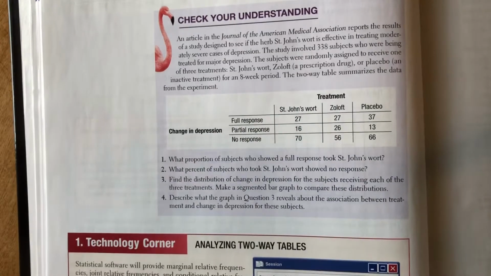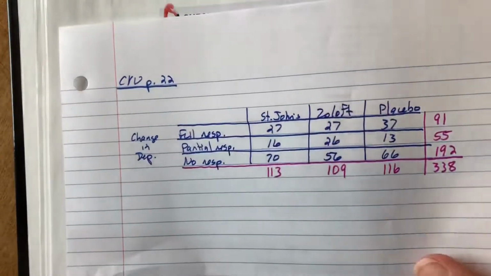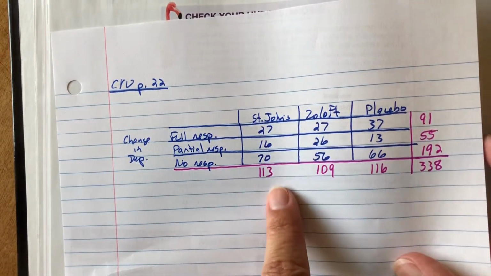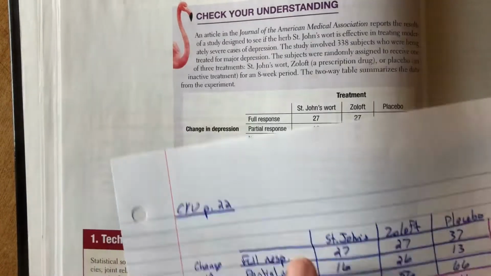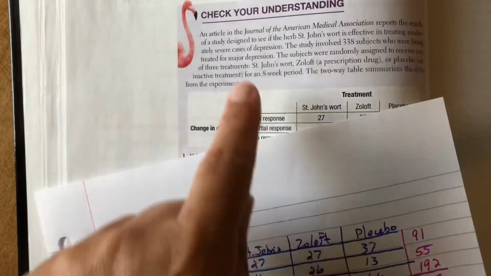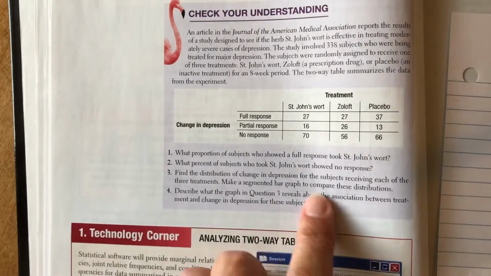And in the last video, I said, anytime you're given a table of data, get your totals. Get your row totals, get your column totals, and your table total should match what they told you, okay? So always do that. Don't write in the book. All right, so now we're going to answer some questions.